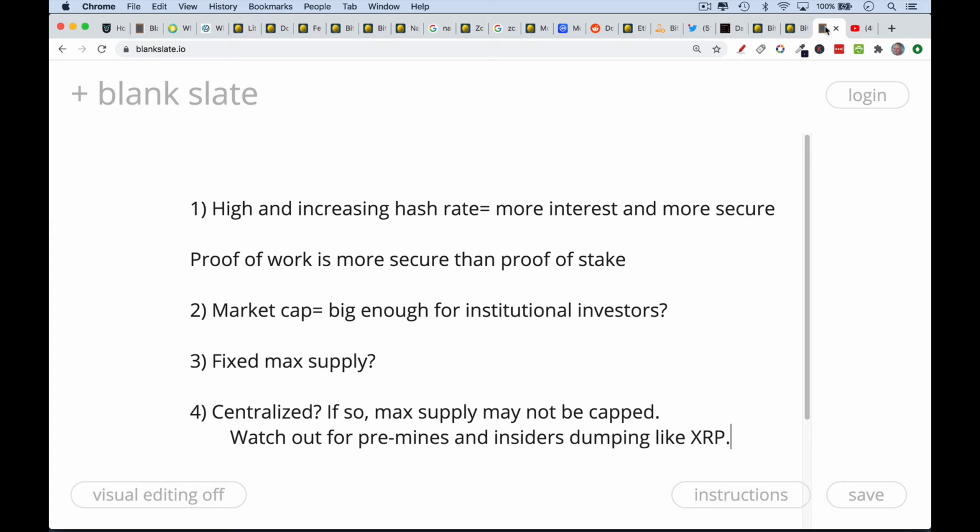And here's where I believe in proof of work more than proof of stake. Proof of stake is where you put up some coins, and I think proof of work, because it's so energy intensive, is more secure.